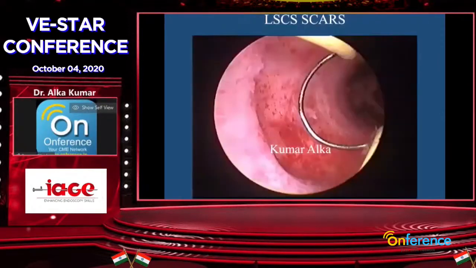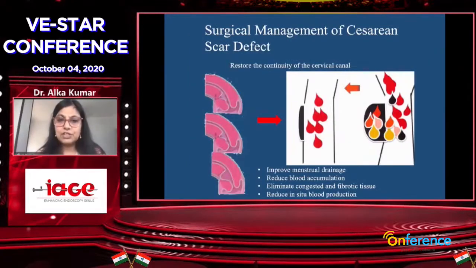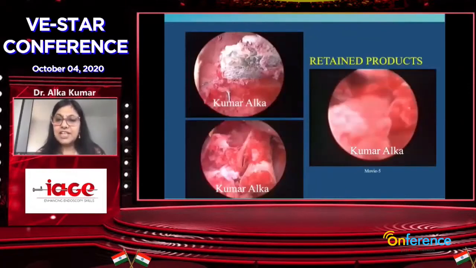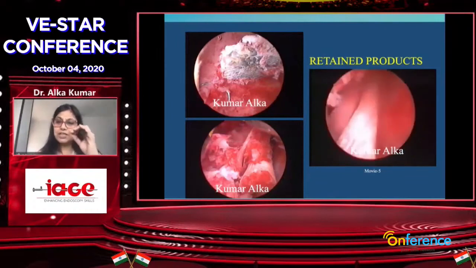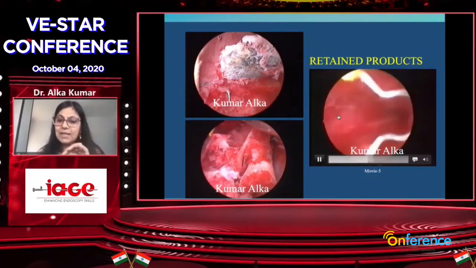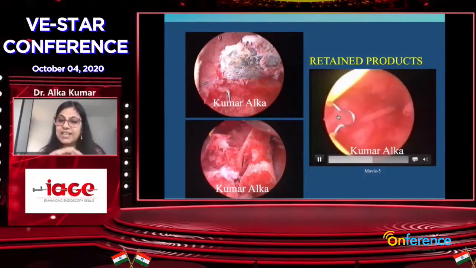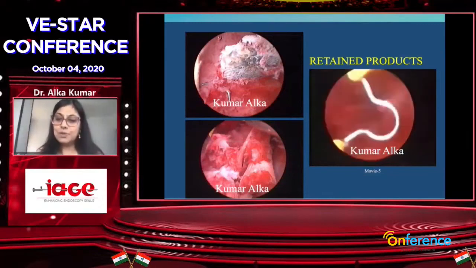This is a cesarean scar, and of course we talked about isthmocele. These are retained products, and in retained products, sometimes the challenge is that long spicules actually go and impact themselves into the tubal ostia like this one. So sometimes you even have to change the size and shape of the loop in order to remove it.